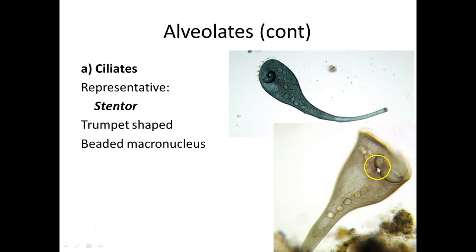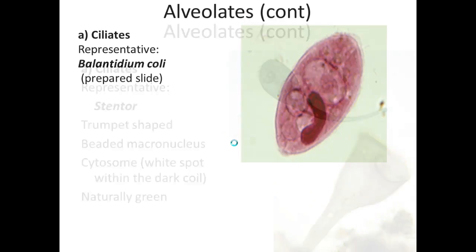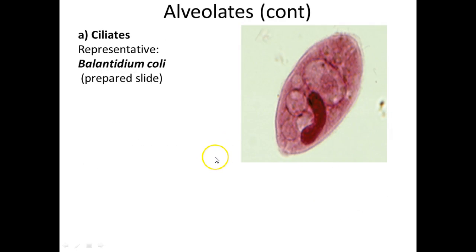Their cilia up here is where their mouth groove is, and they bring the food in. These dots are their macronuclei. They have multiple nuclei. And you can see within the oral groove that little cytostome, that white spot, is where the food comes in. They're naturally green, so if you get a live specimen, they're going to have a greenish colorization to them, but they're not photosynthetic.